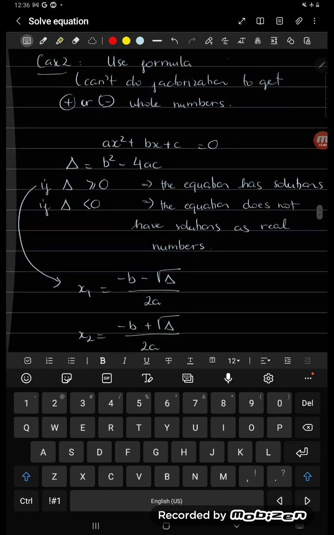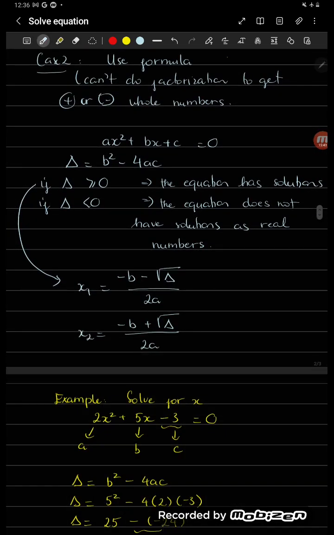This formula, case 2, works for all equations where the highest power of x is 2. Or let's say again, it works for the general form ax squared plus bx plus c, always. And remember, you have to check delta. If delta is smaller than 0, you don't have a solution, so there's no need to solve it. Just conclude right away that the equation does not have a solution.